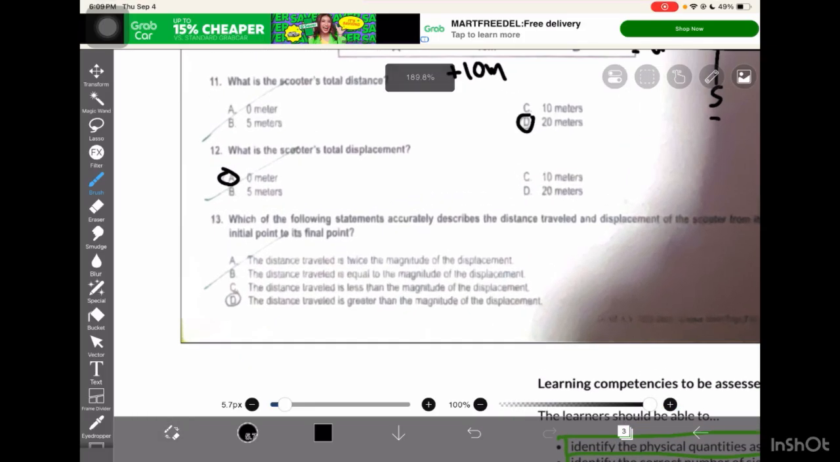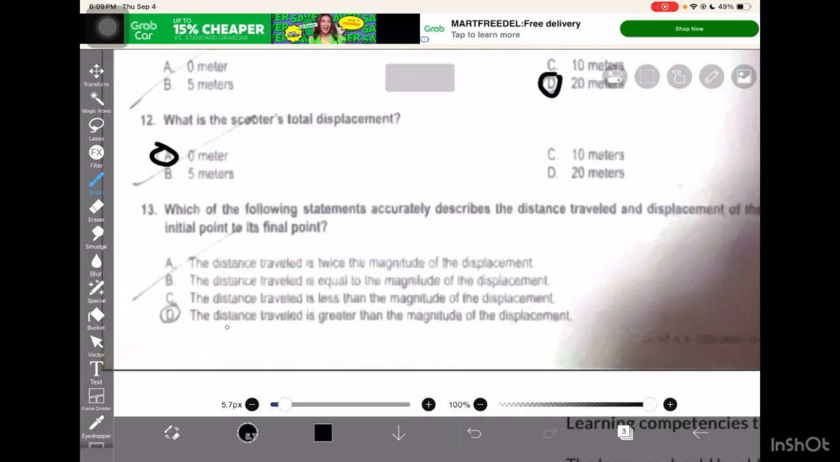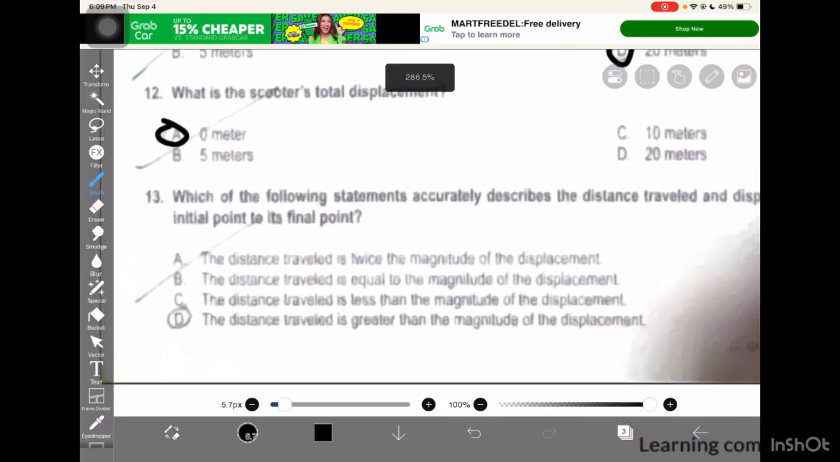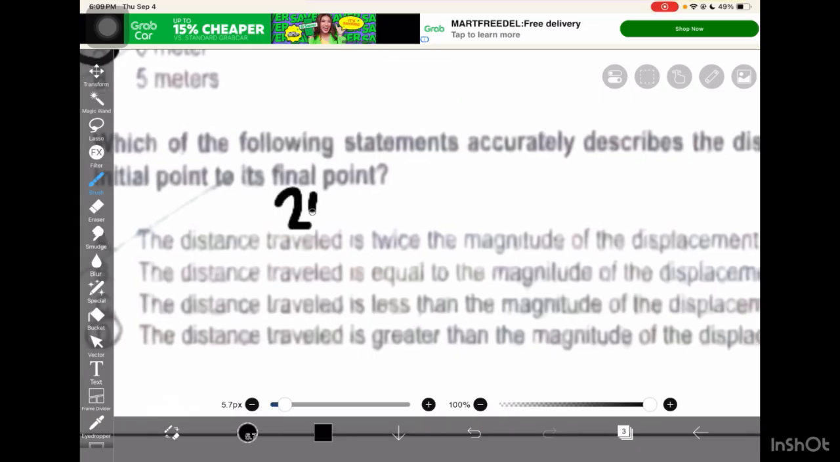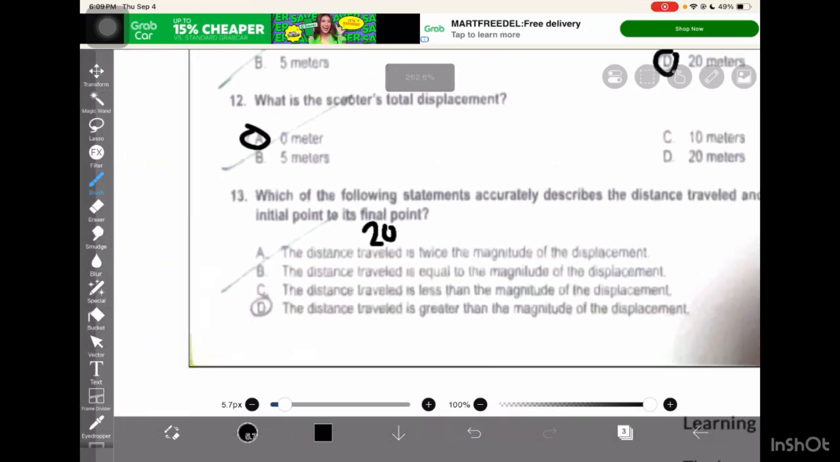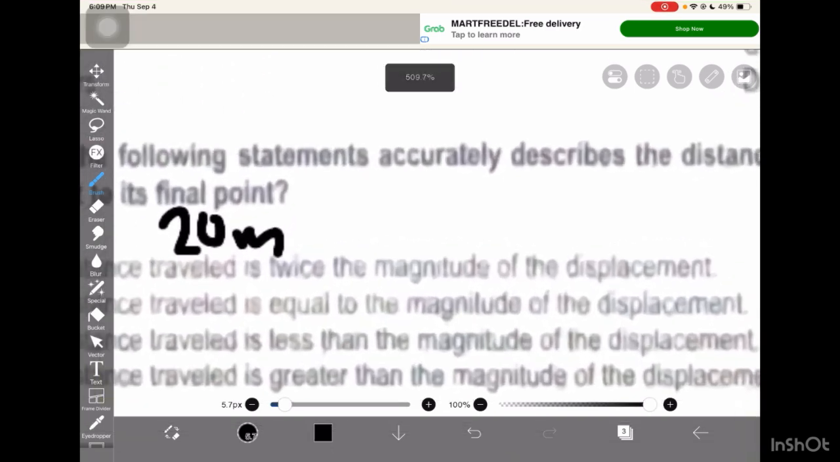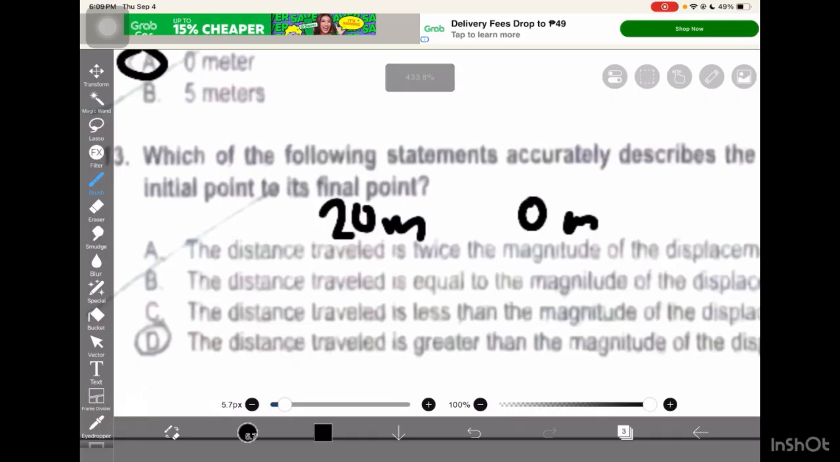Number 13, which of the following statements accurately describe the distance traveled and the displacement of the scooter from its initial point to its final point? Number 1, the distance traveled is twice the magnitude of the displacement. So we have 20 meters for our distance, but 0 meters for our displacement. So this is false because 0 times 2 is not 20.